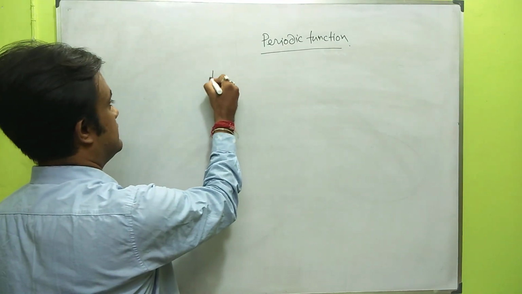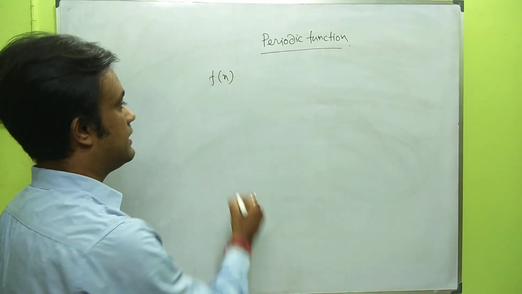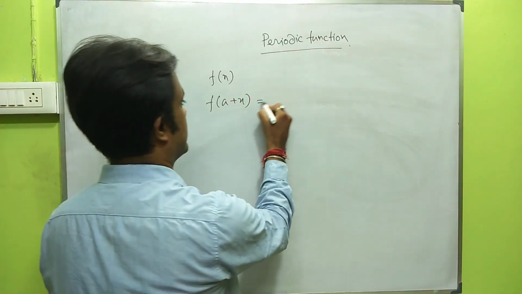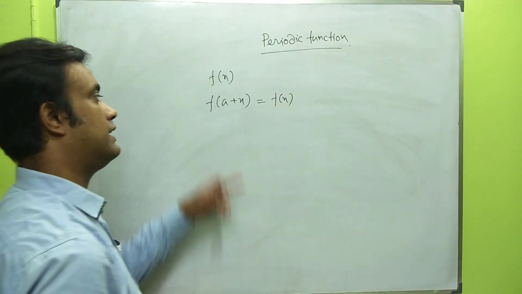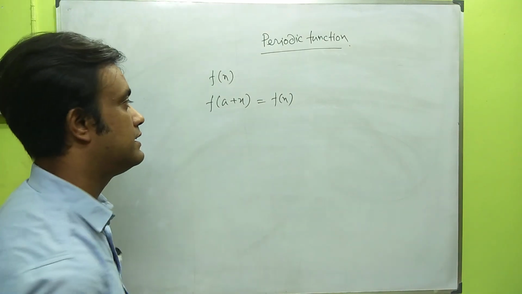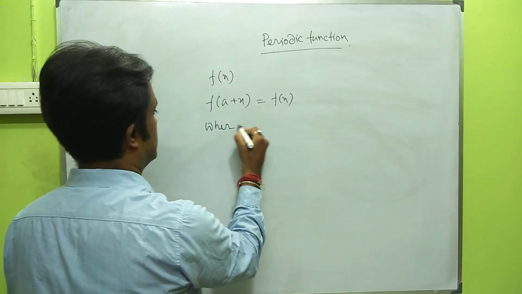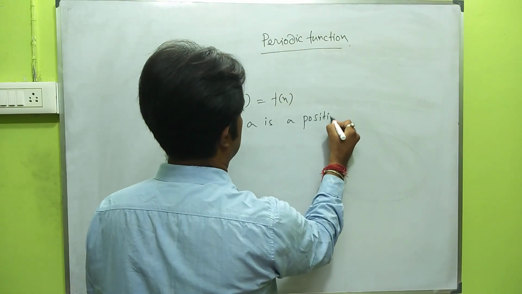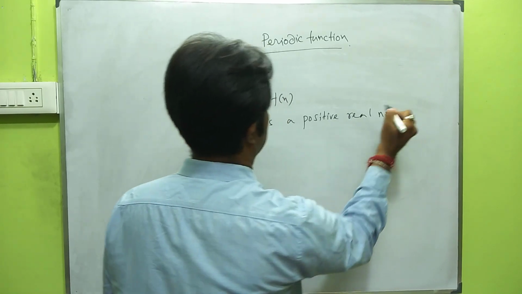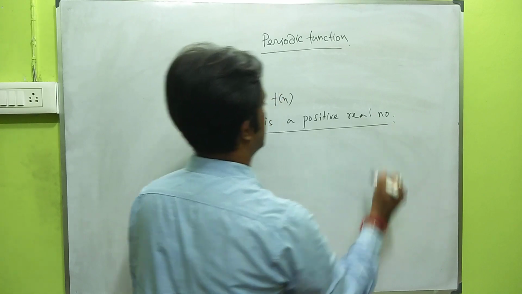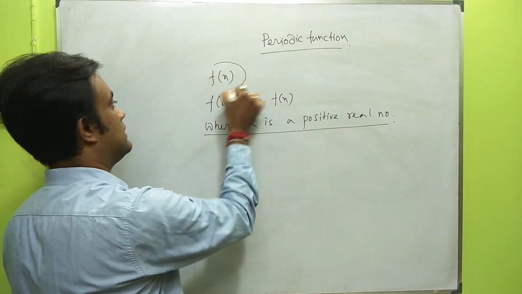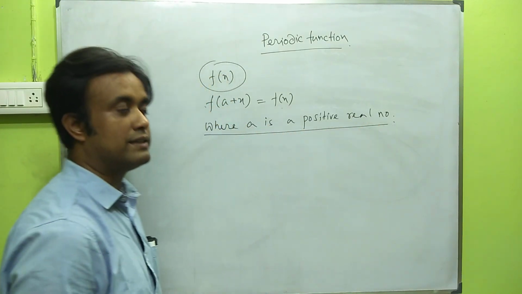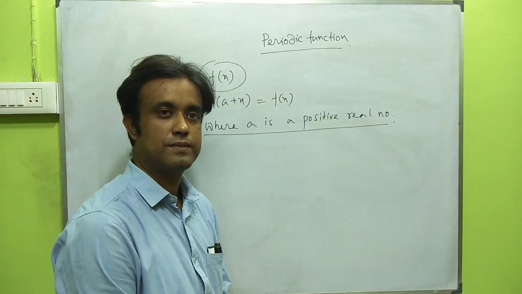If f(x) is a function and f of a plus x is equal to f(x), where a is a positive real number, then this function is called a periodic function.